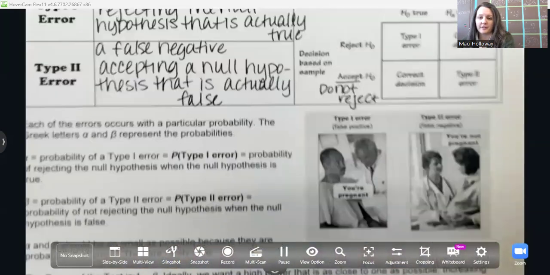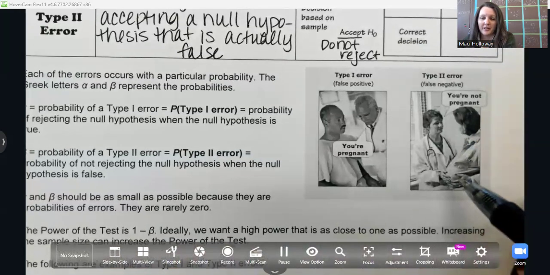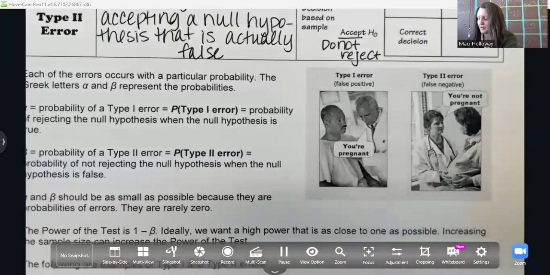Another example of a type 2 error, your false negative, is when the doctor here is telling this woman, who is obviously pregnant, that she is not pregnant. That's a false negative, when in fact you should have rejected the null hypothesis, right?